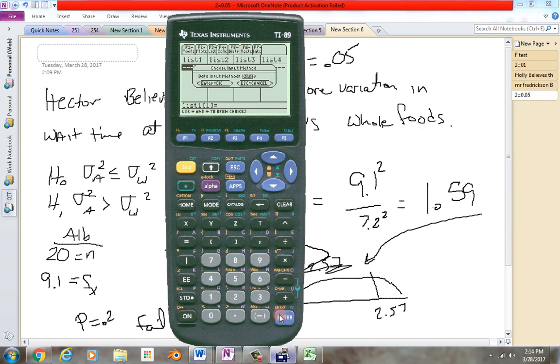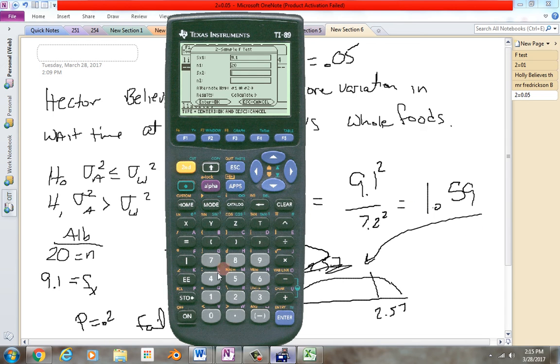Now, in here, you'll notice that there is, somewhere in here, a two-sample F test. Only the 89s and some of the later model 84s had this. If yours has it, knock yourself out. So, I'm going to put in that my Albertsons is 9.1. And here's the thing. Always, when you're doing this, if you want to see if you get the same answer the book has, number-wise, always put your bigger one in as SX1. If you do it this way, everything you get will be the same numbers we got. You'll still get 1.59.